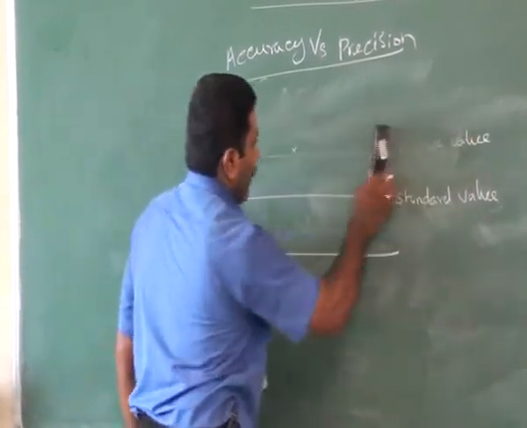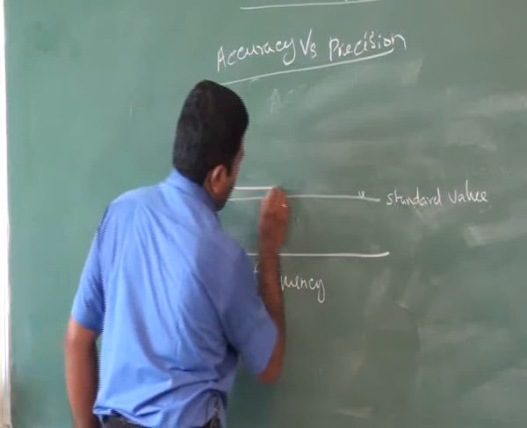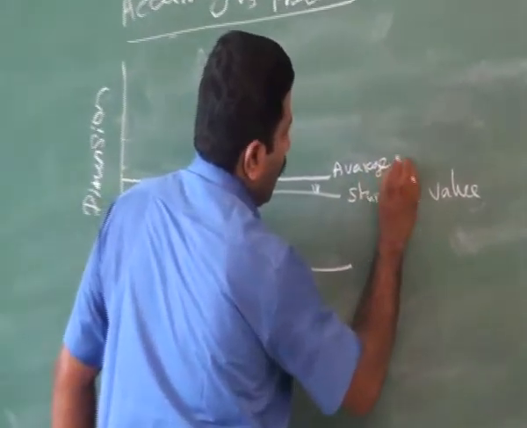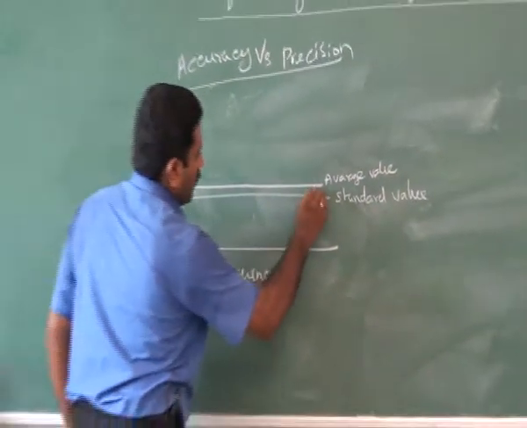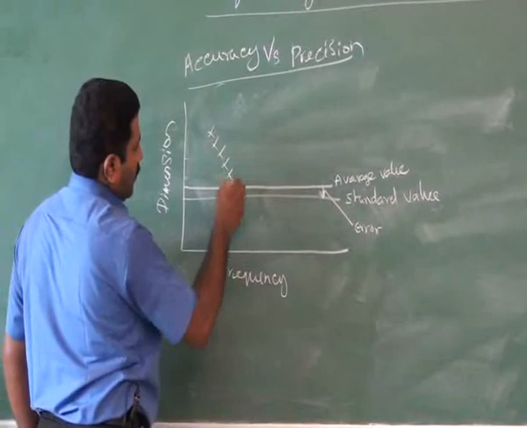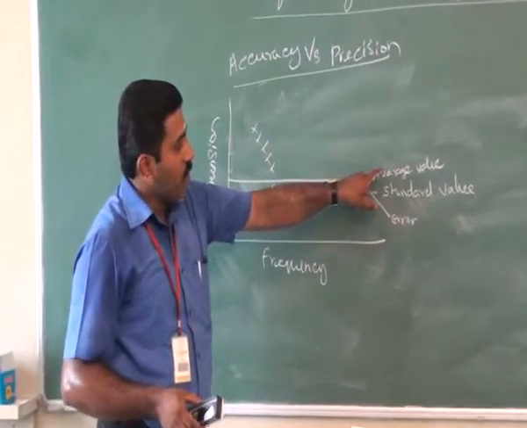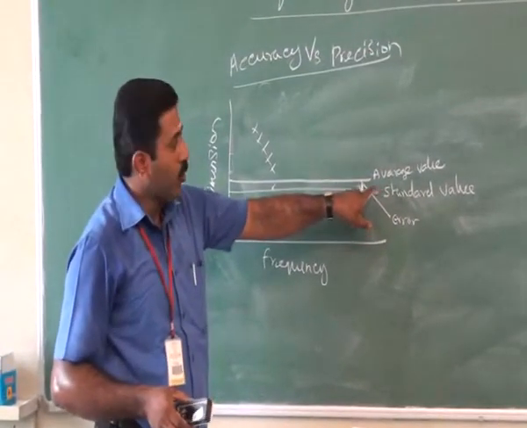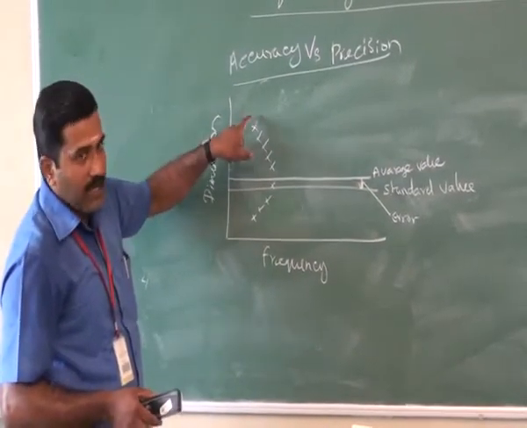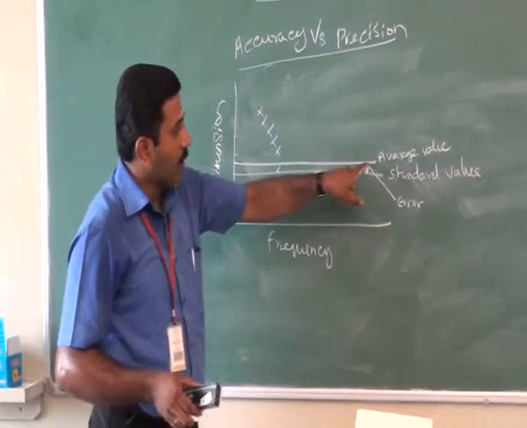And then see this one. This is the average value, and this one is the error. So the degree of exactness: the average value is close to the standard value, so this is the accuracy of this component. Here the degree of exactness is less, so it is not precise but it is an accurate component.